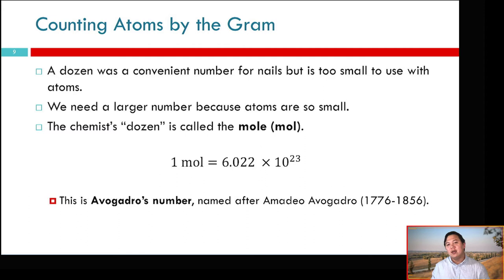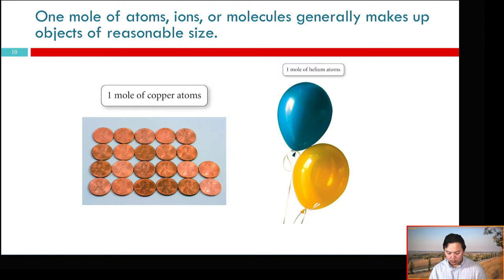So when we say there's one mole, what we're saying is that there are 6.022 times 10 to the 23, which is just a stupid big number. It's really incomprehensible. And this is Avogadro's number, named after Amadeo Avogadro. You'll be very familiar with the mole, right? So if we talk about a mole of copper atoms, that's approximately 22 pennies. Or if we have a mole of helium atoms, right? We can use the mole to convert from this crazy big number of atoms to stuff at a human scale that we can interact with and understand.